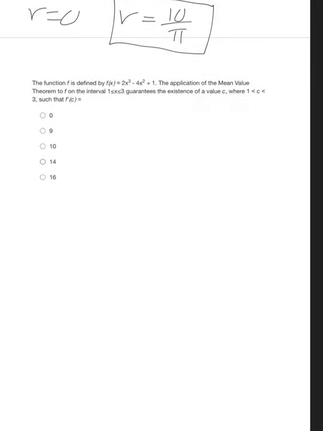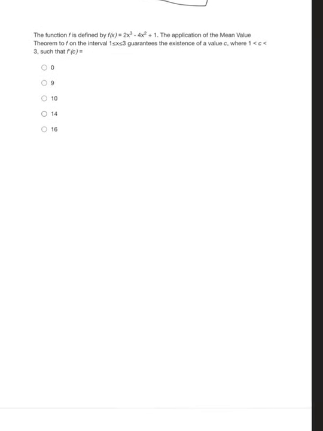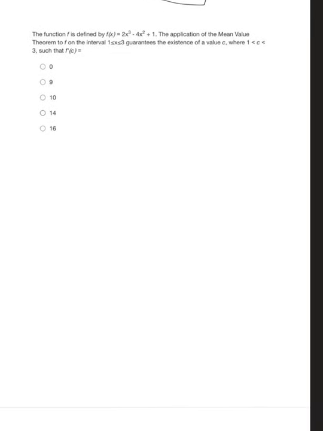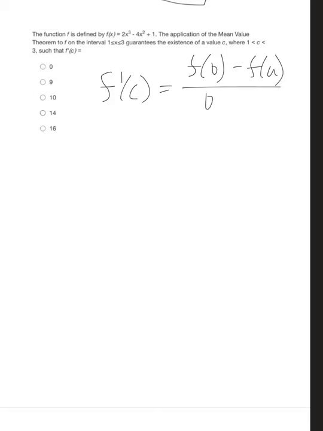All right, now we're talking about the mean value theorem. So before we get into the specifics of this problem, let's just say, what is the mean value theorem? Well, the mean value theorem says that there has to be a place where the instantaneous rate of change, the derivative, is equal to the average rate of change, the slope of the line connecting the endpoints. So I have change in y over change in x.